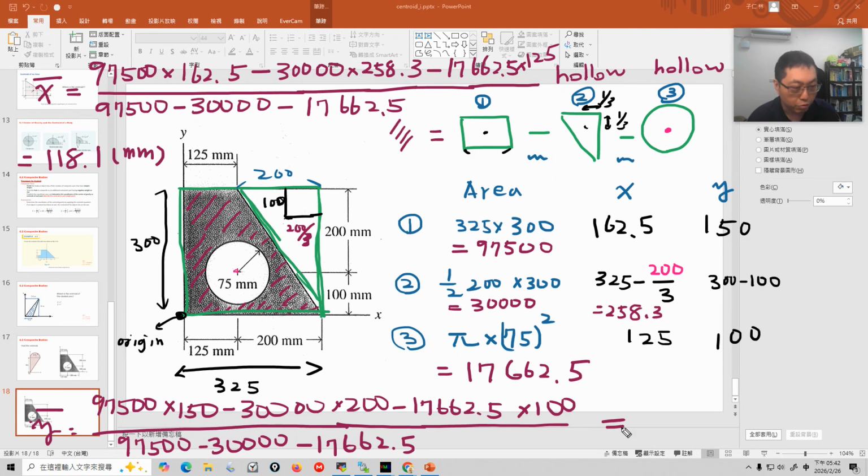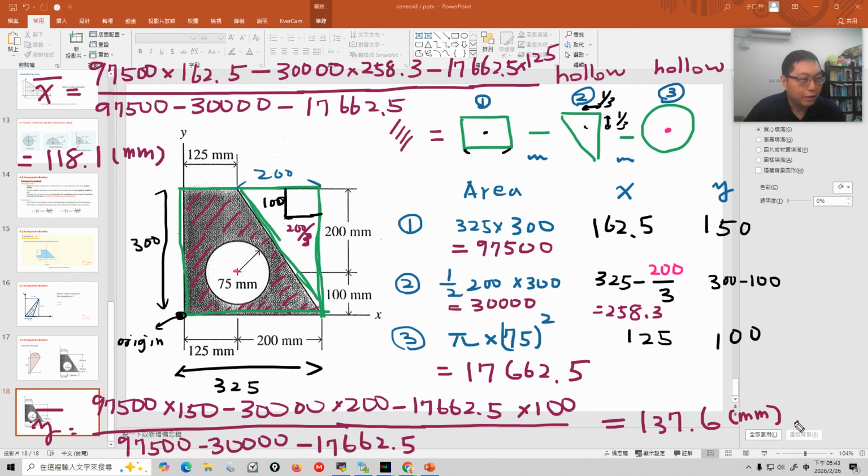So you need to practice. Even if you have a calculator, you also need to practice how to operate it. It's very important, because I find someone cannot handle the calculator. Okay, so the answer is 137.6. This is my answer. I'm not sure my answer is correct or not, but I think it should be correct.